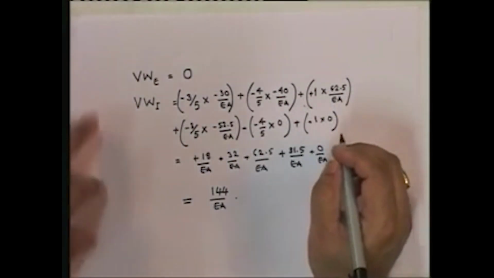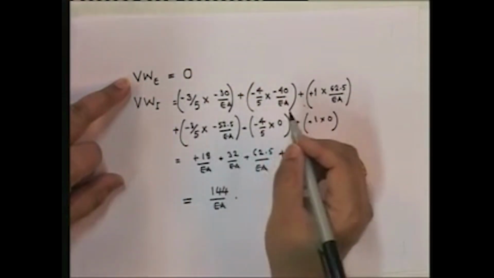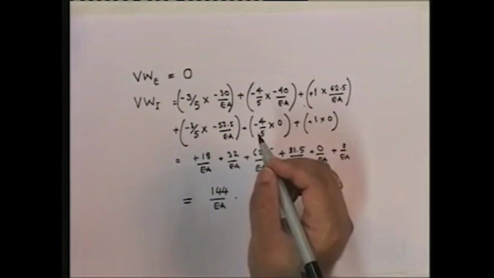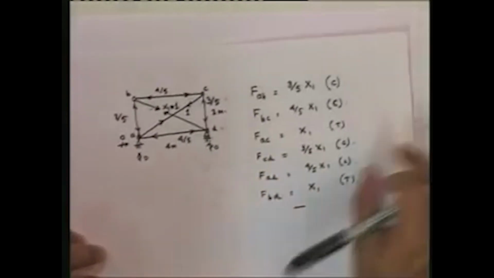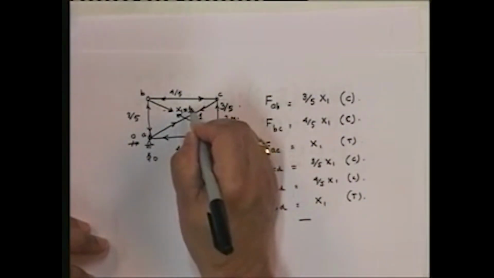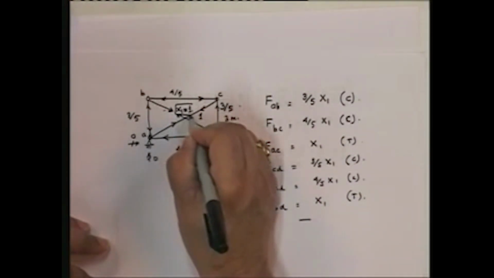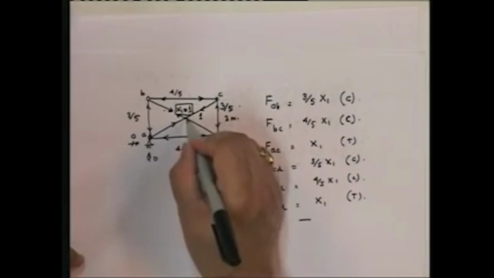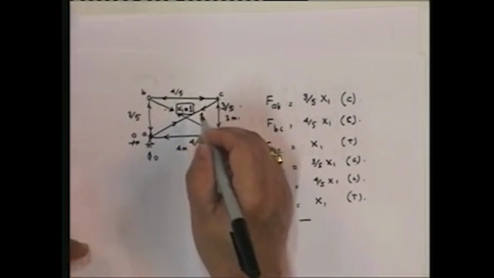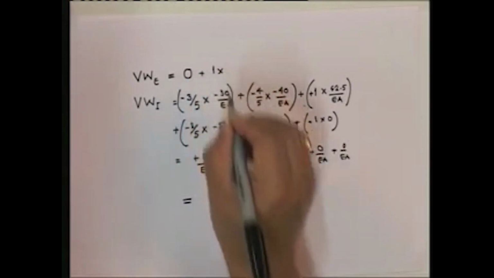And note that the external virtual work done by all the forces is 0, but we have neglected one. What is that? This is also an external work. And what is the external force? What is the work done by this force? This force is equal to 1 into what?